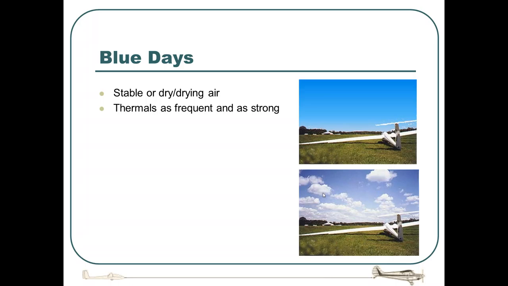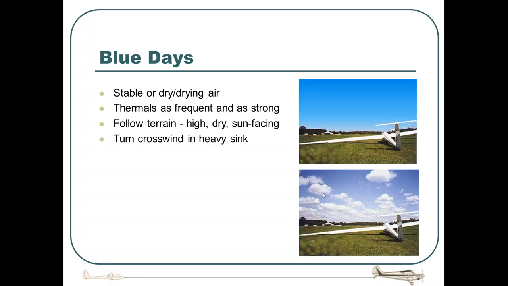You probably end up having to stumble into them a little bit more than you would if you knew where they were from the clouds. Once again, follow the terrain, follow the higher areas, the drier areas, the sun-facing areas. If you get into heavy sink, instead of flying straight through it, just go across the wind to the side and see what happens there. Because you're guesstimating where you're going. You can't see anything yet.